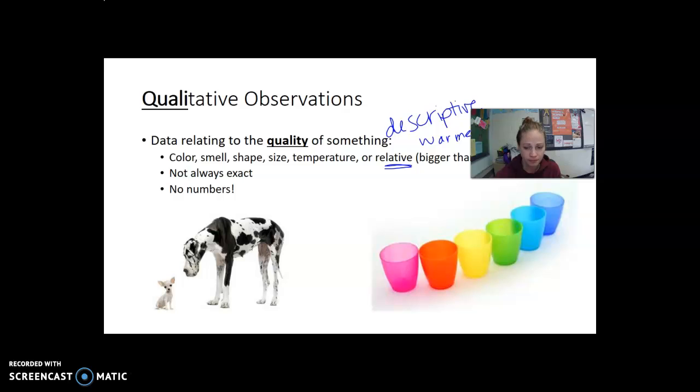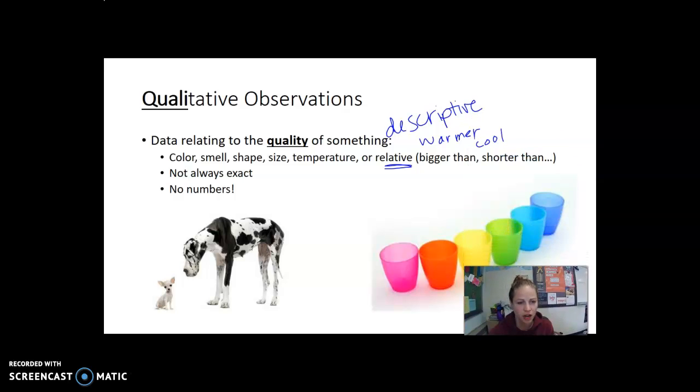Moving on, there are actually 2 types of observations. I think you have some experience with this. Qualitative is data relating to the quality of something. These are your description words. They might cover color or smell or shape or size or temperature, but they are relative. So bigger than, shorter than, warmer, cooler, brighter, dimmer, something like that.